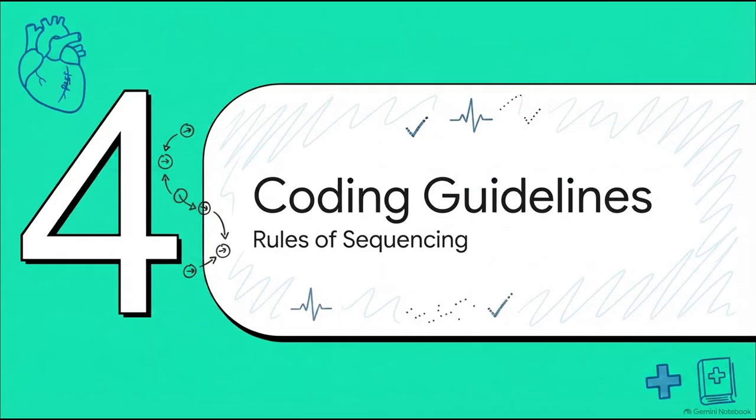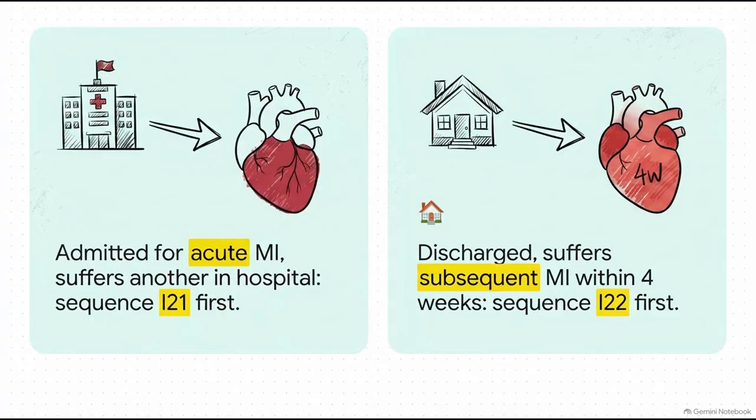Section 4. Subsequent MI coding guidelines. Rules of sequencing. So let's go right back to that 18-day scenario from our very first slide. The golden rule here is temporal. If a patient suffers a subsequent acute MI within 4 weeks of an initial one, the sequence of the I22 and I21 codes depends entirely on the admission circumstances.